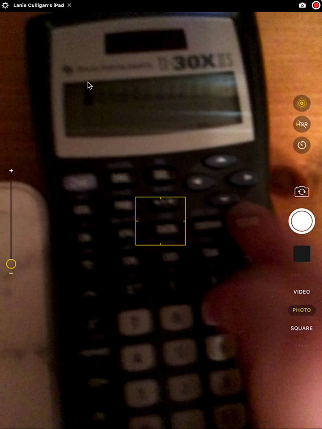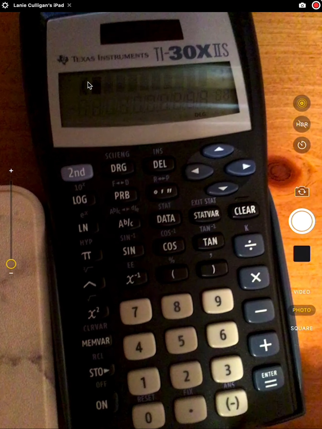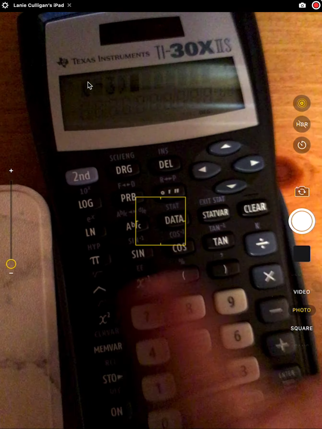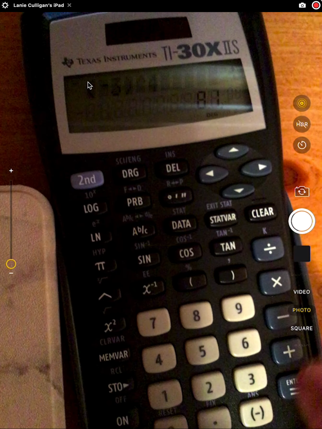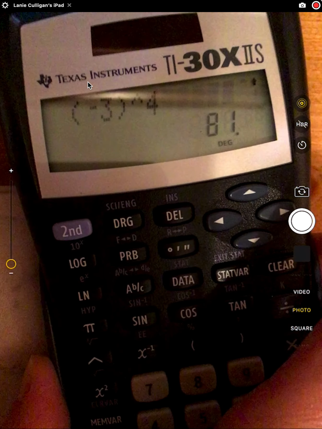Turning it on, in parentheses, exactly like it says, negative 3, closing my parentheses, using my caret for my exponent to the 4th power, will give us 81, positive 81.